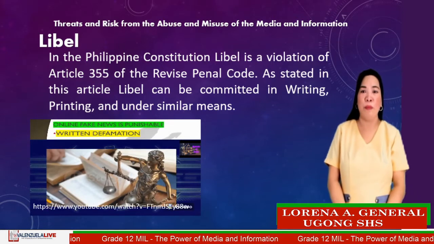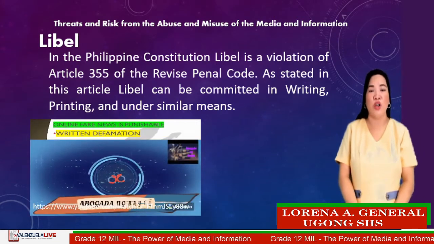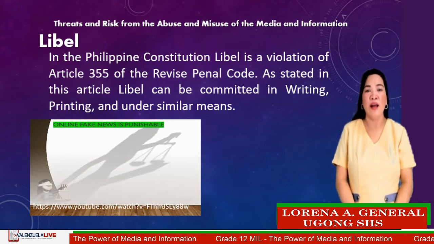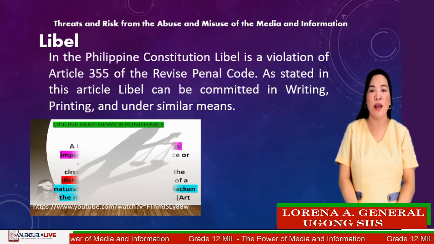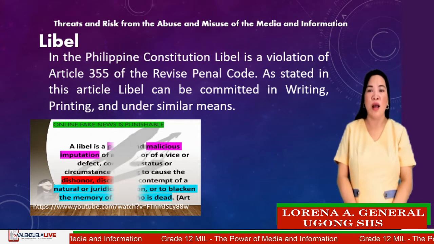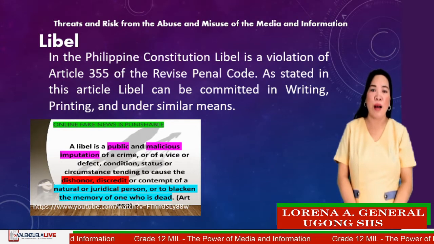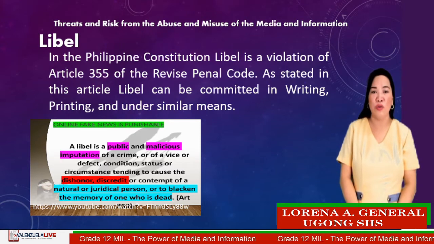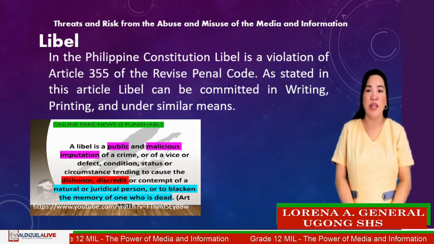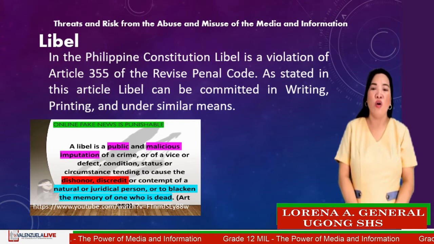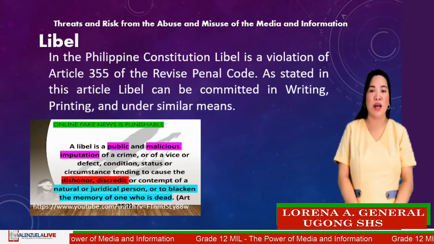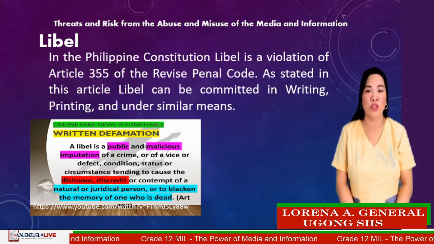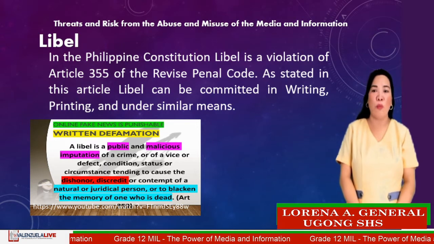Libel in the Philippines is a violation of Article 355 of the Revised Penal Code. As stated in this article, libel can be committed in writing, printing, and other similar means. A person commits libel if he publishes in public, either in print or online, anything that is deemed malicious or any vice or defect, real or imaginary, or any act, omission, condition, status, or circumstance tending to cause dishonor, discredit, or contempt of a natural or judicial person, or blacken the memory of one who is dead.